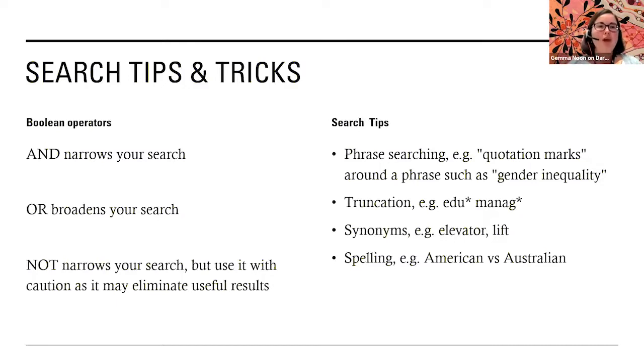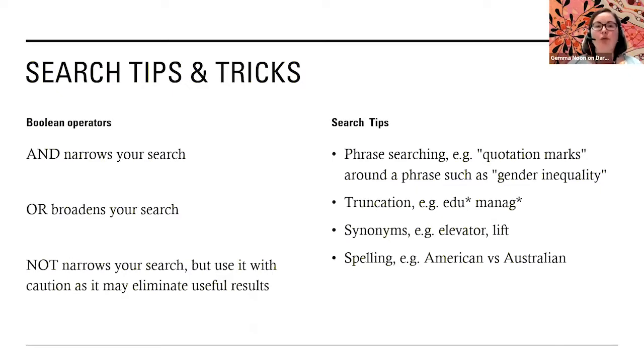The other thing to take into account is how you're actually going to link your keywords together. So we have 3 different Boolean operators: and, or, and not. So and will narrow down your search. If you're linking 2 keywords together with and, it will only bring up results which have both of those keywords in it. Or will broaden your search.